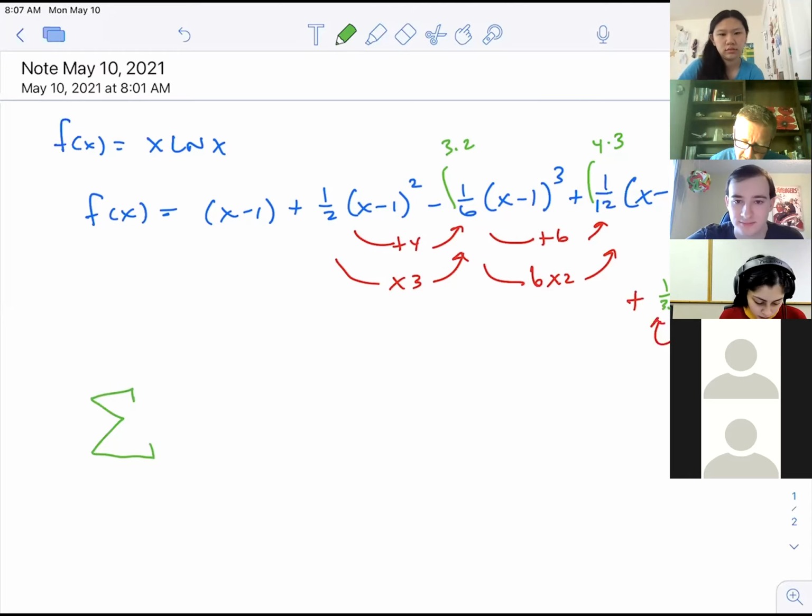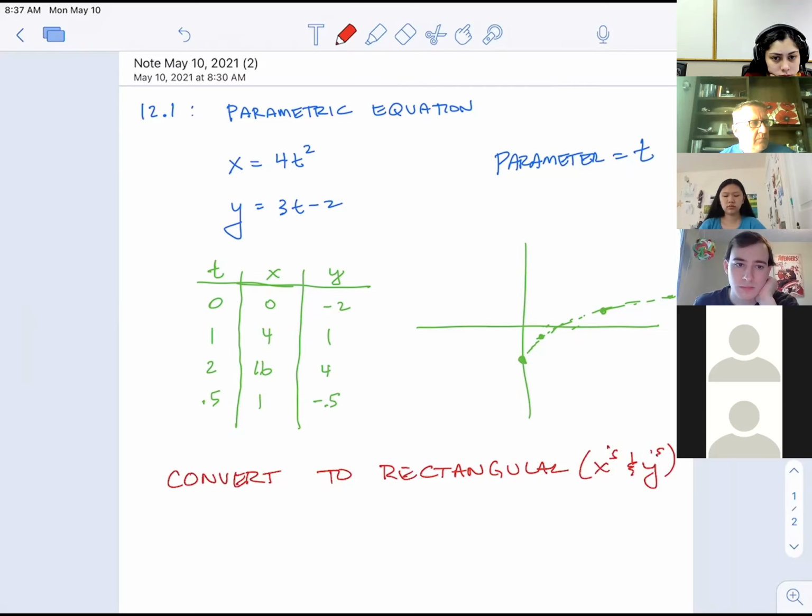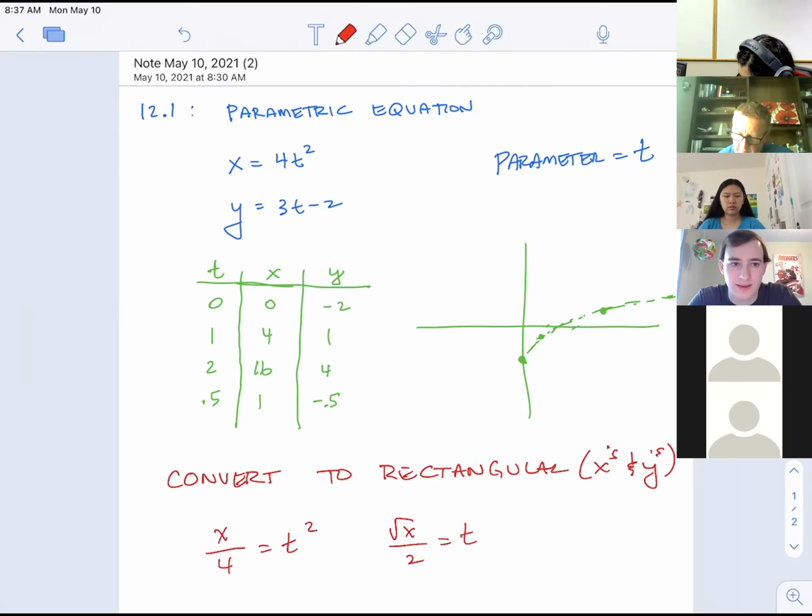It seems easier. I don't know, I guess that's debatable. Seems easier to solve the bottom. Well, maybe I'll solve the top one. So x equals 4t squared. So I'd have to divide by 4 and I'd have t squared. And then if I took the square root, I'd have the square root of x over 2. I can't take the square root of x, but I can take the square root of 4. So that's kind of lucky. So there's what t is.